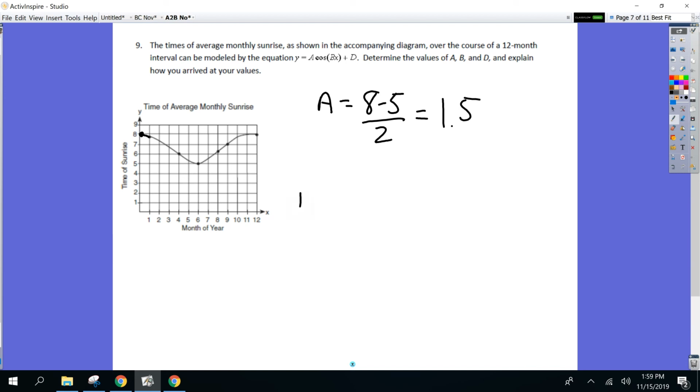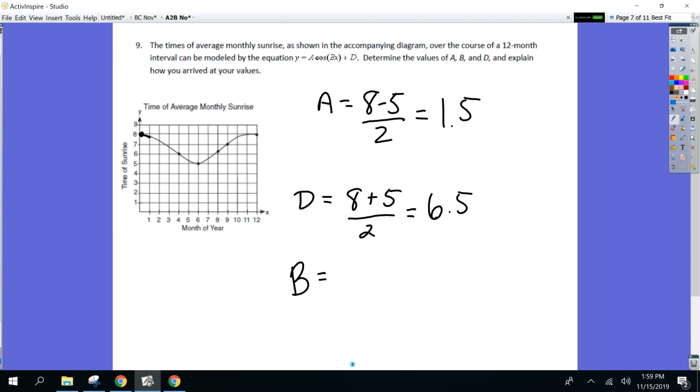D value, I'm not a big fan of that. It's the same as the C, it's the shift. What am I doing now? Max 8, now plus the min 5 over 2. 13 over 2, 6.5. All right, so the only thing I'm missing is that B value.